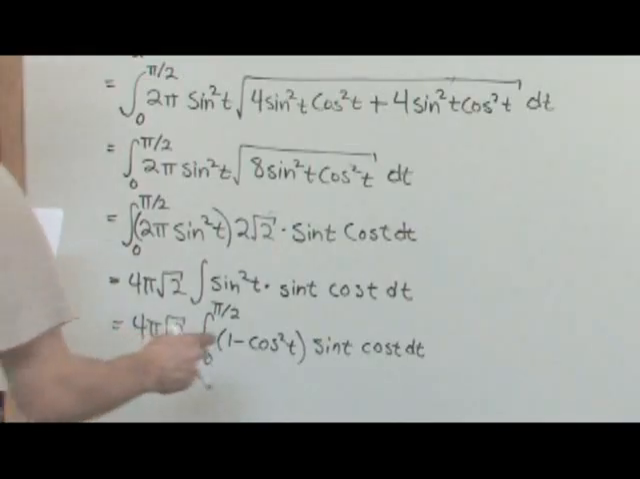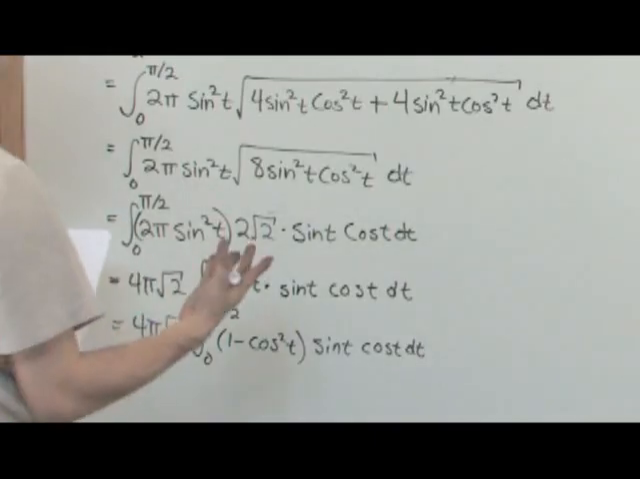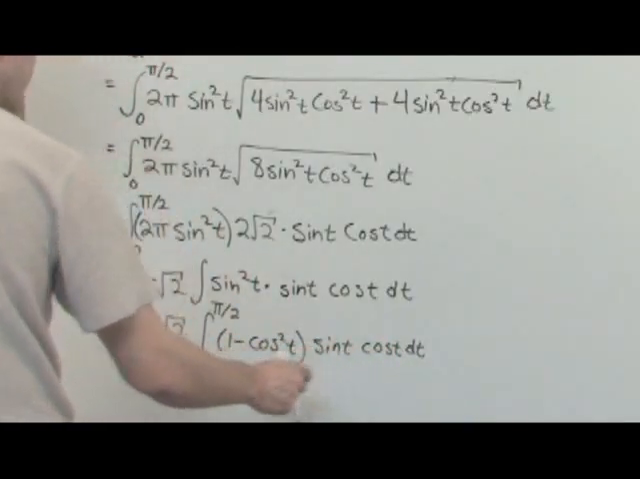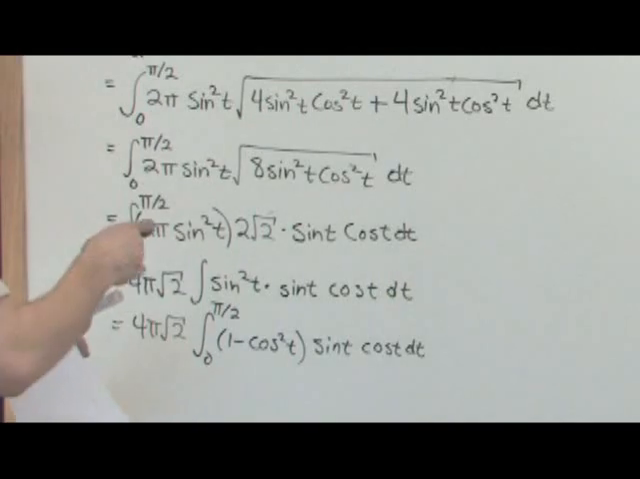Now what I'm going to do is let u equal cosine of t. Because when I do that and take the derivative, it'll be sine, and it'll cancel with this sine. I'll have a u squared here and a u here, and I'll have an integral all in terms of u, and that's exactly what I want, okay?